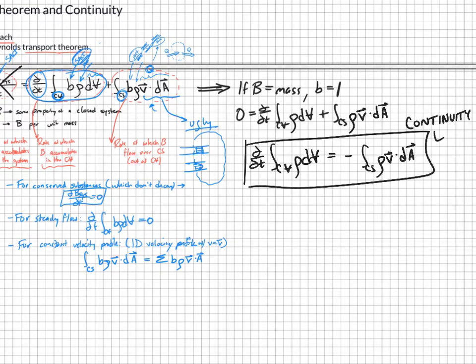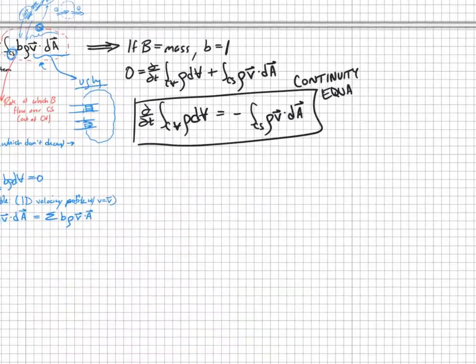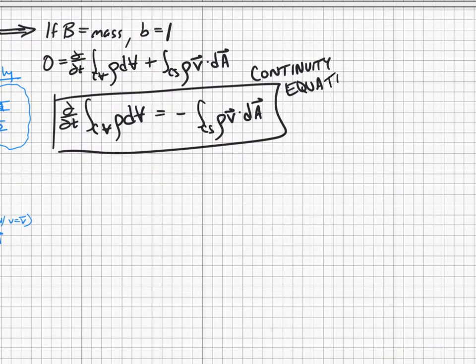Continuity equation. I don't know why they call it the continuity equation. I'm going to call it that all semester because that's just the way it is. But the continuity equation is conservation of mass. They call it the continuity equation for reasons that will remain strange to me. If you can tell me why they called it that, I would appreciate it.